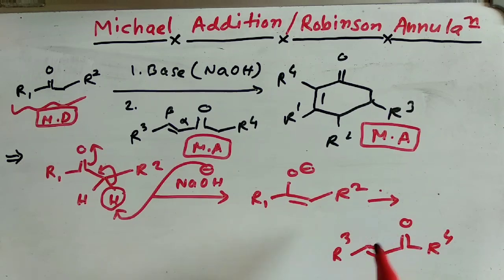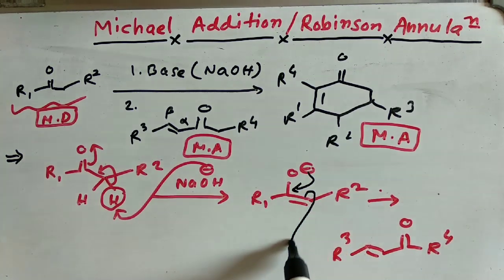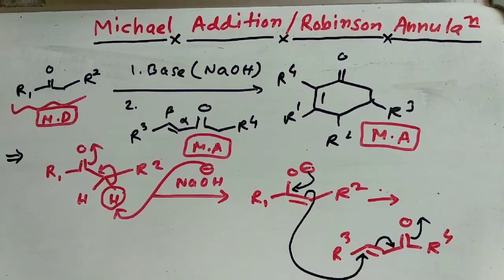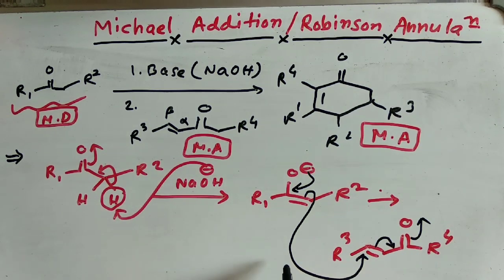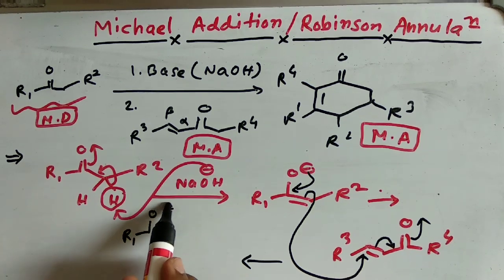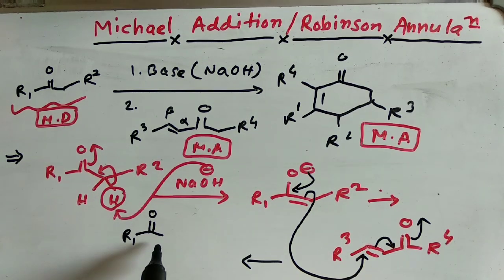R4, this is R3, this is keto. So to react this, let me use a different color. This kind of reaction mechanism will occur at this beta position, then this kind of resonance or rearrangement will occur. Then what do we get? We get the product like this, R1, O minus, sorry, this will not be O minus, this will be keto.